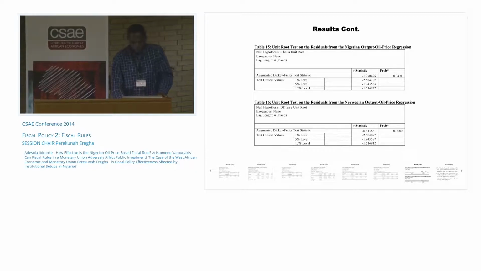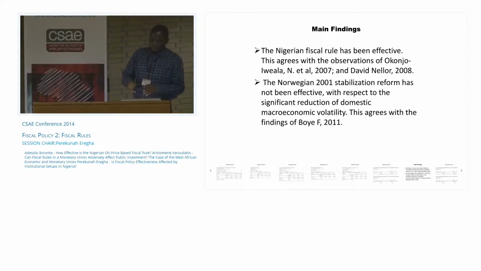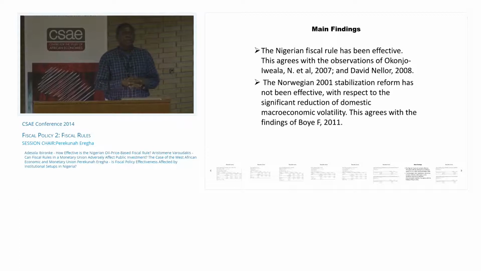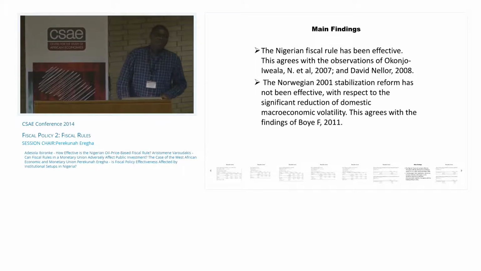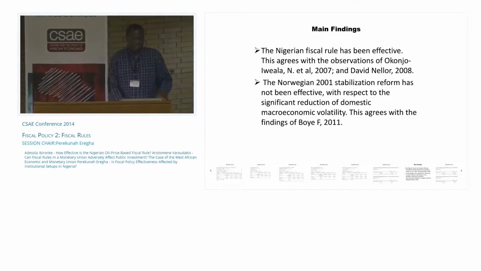These are the unit root tests to explore co-integration between the variables of the GARCH models. So the main findings are that the Nigerian oil price-based fiscal rule has been effective, and the studies of Eregha and David Neno confirm this. Then the Norwegian reform introduced in 2001 has not been effective with respect to the limitation of macroeconomic volatility, and the study of Boye-Hef, 2011, confirms this. So these are the basic things about this study. Thank you very much.